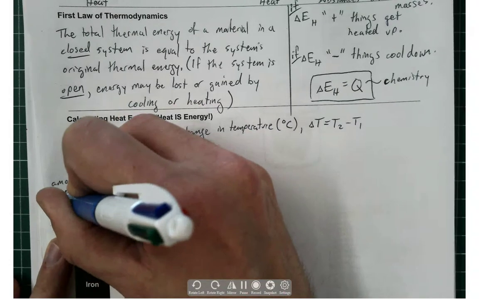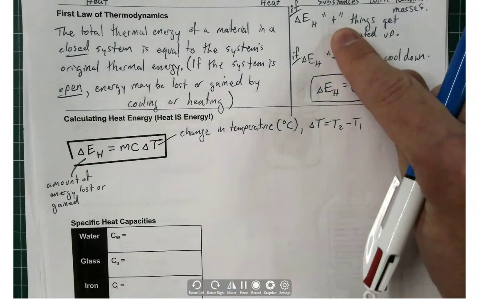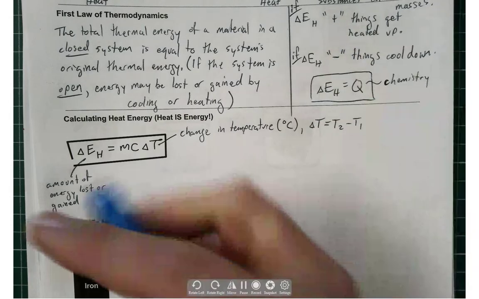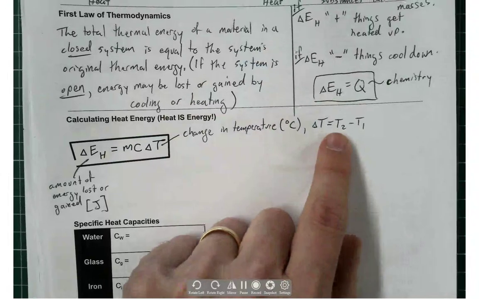And I just mentioned a few moments ago that sometimes that energy is going to be positive if it heats up, sometimes it's going to be negative if it cools down. Now the units are going to be in joules. But let's think about this. When would it be negative?